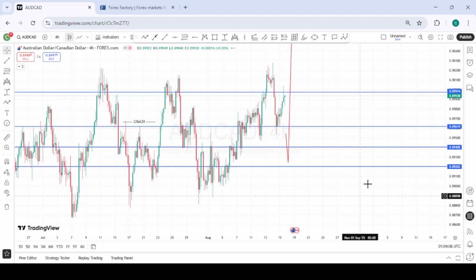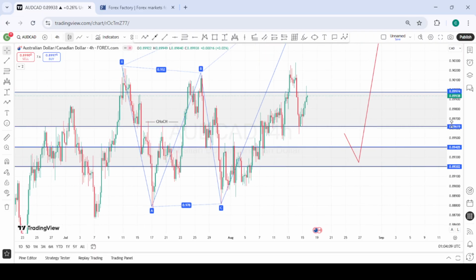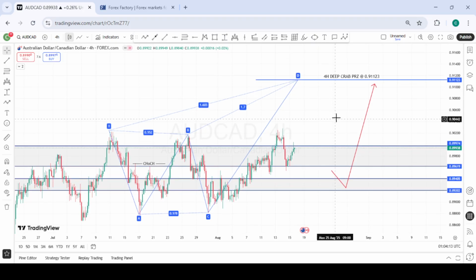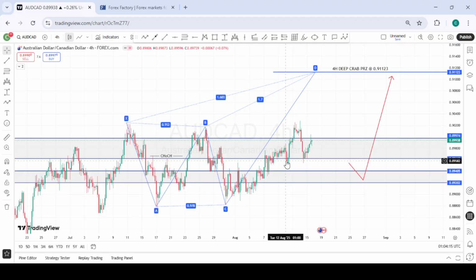Next, we also had the same setup from last week for AUDCAD. We're anticipating a 4-hour deep crab pattern. So we anticipated that price was going to pull back all the way to this area of interest and give us buying opportunities, but price never made its way there and it took off.